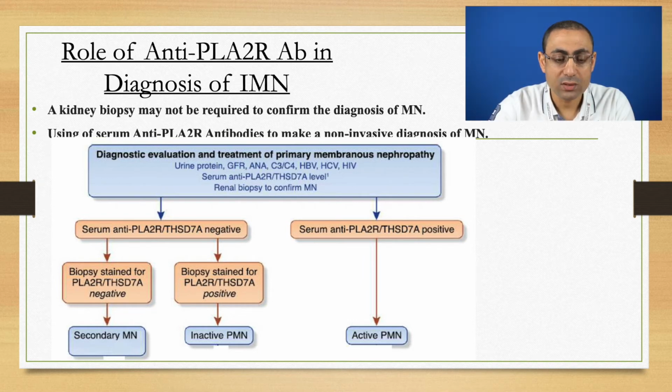A patient presents with nephrotic syndrome. We do a diagnostic evaluation: urinary indices, assessment of GFR, ANA, levels of C3 and C4, and virology markers for hepatitis B, hepatitis C, and HIV. We assess serum anti-PLA2R antibody. If ANA is negative, virology is negative, and anti-PLA2R antibody is positive, this is active primary membranous nephropathy. But if the patient has negative anti-PLA2R antibody, we go for renal biopsy. Sometimes we can stain the biopsy for anti-PLA2R. If it is negative, this is secondary membranous nephropathy. If it is positive, this is inactive primary membranous nephropathy.